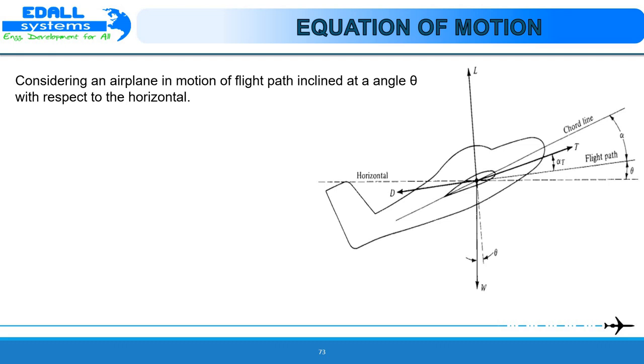These are the four physical forces acting on the airplane. Lift L, which is perpendicular to the flight path's direction. Drag D, which is parallel to the flight path's direction. Weight W, which acts vertically towards the center of the earth and hence is inclined at angle theta with respect to the lift direction. Thrust T, which in general is inclined at the angle alpha t with respect to the flight path's direction.